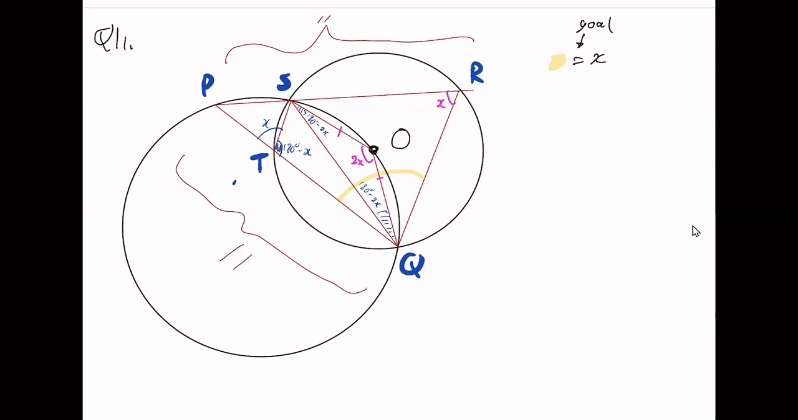And T is not the center, right? No. But you identified a cyclic quadrilateral just now, right? Can you see that there are 2 cyclic quadrilaterals? You highlighted one already, that's in the smaller circle. How about the big circle?